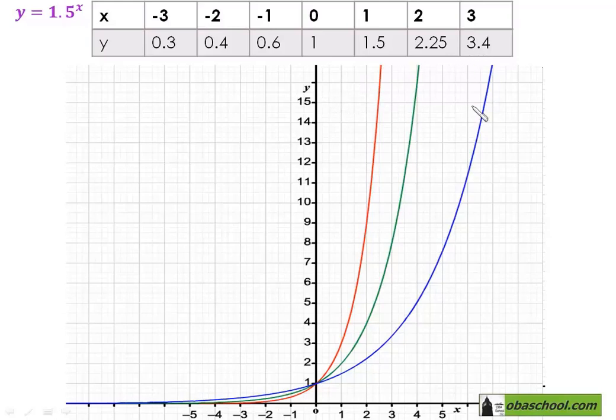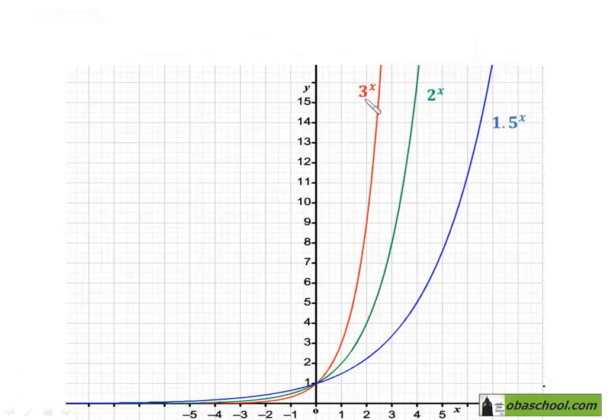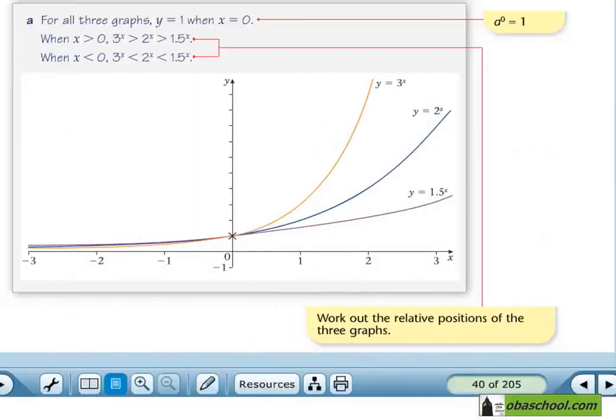Now, let's move forward to compare all three curves, the first, second, and third, each one having its own equation: 3 to the x, 2 to the x, and 1.5 to the x. Let us compare. We can notice that for all three graphs, y is equal to 1 when x is equal to 0. This is one of the rules of indices that we discussed earlier: a to the power 0 is equal to 1.